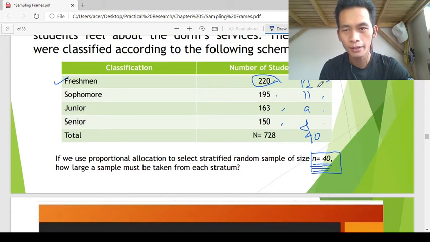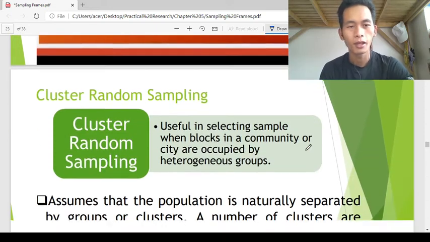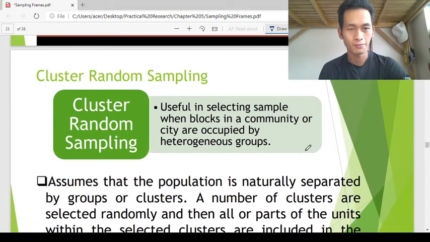So this is now the number of students to be taken from freshman, from sophomore, from junior, and from senior. This is now the total number of sample, or the sample size. This is the population size. Is that clear? Next is cluster random sampling.